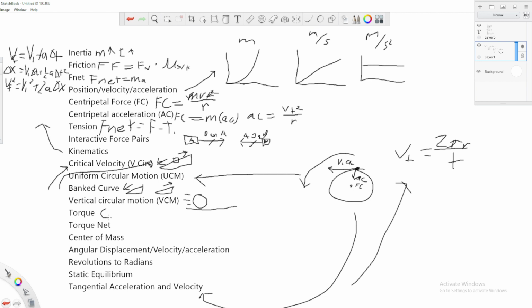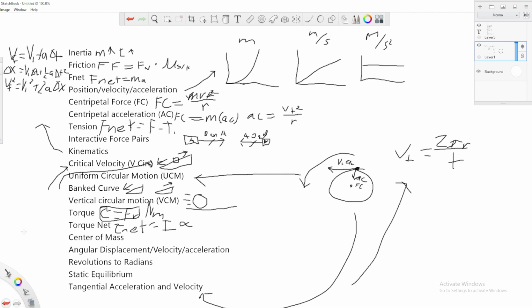Torque is equal to force times your radial arm. And this is in units of newtons times meters. So that's your unit. That's your equation for that. Torque is also equal to inertia times angular acceleration.